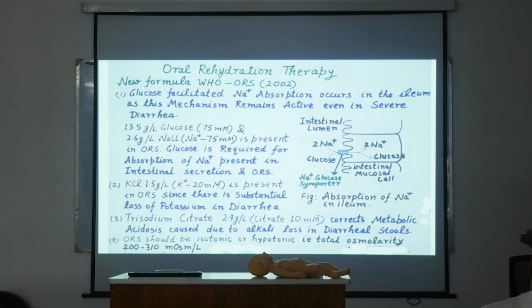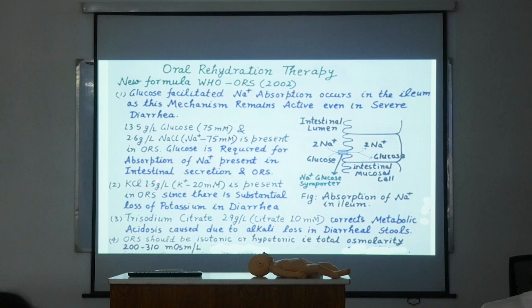So what to do? This glucose is given so that the sodium glucose transporter can act. Sodium cannot alone enter through this transporter. Only if glucose is available, sodium can enter. So that sodium can enter, glucose is added in ORS. It is not added as a nutrient, it is added so that sodium can be reabsorbed.